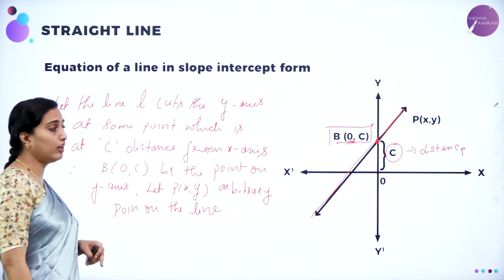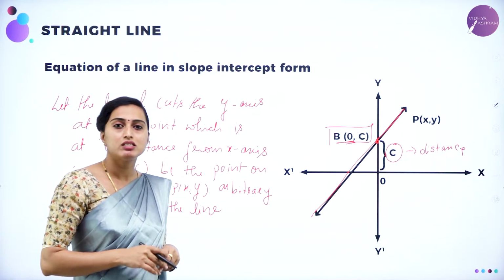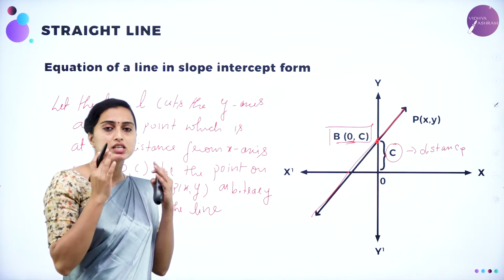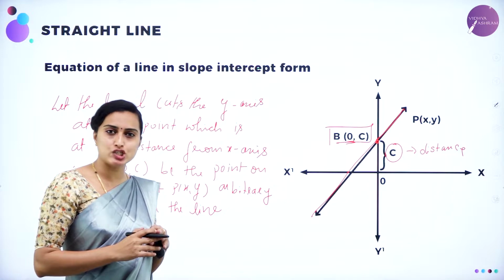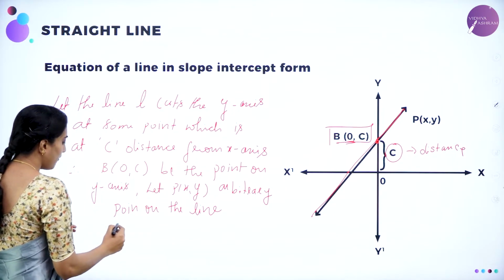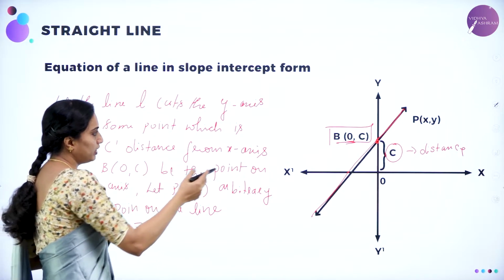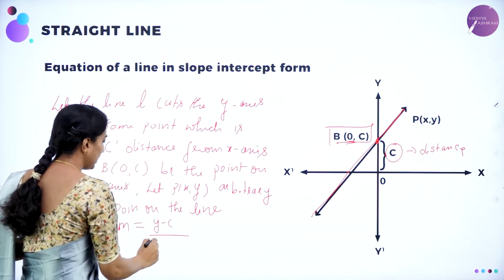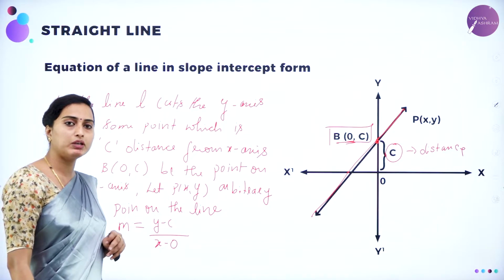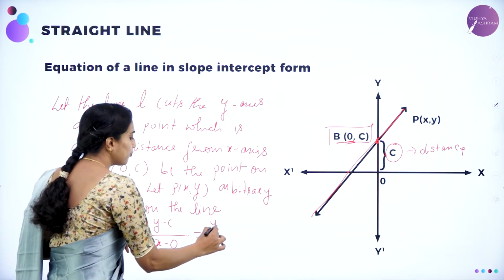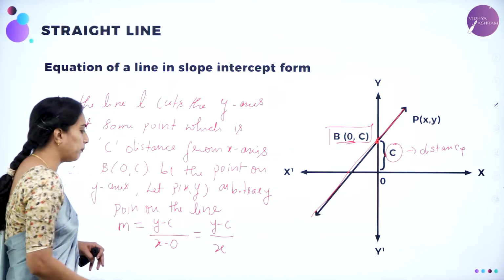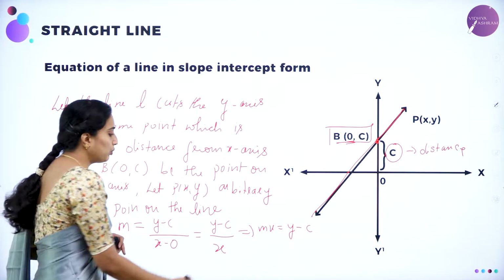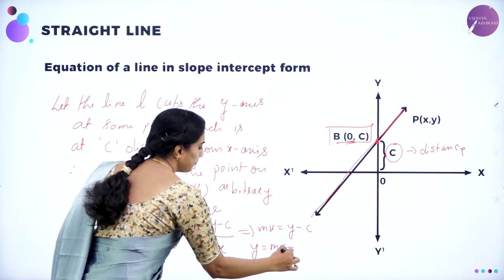On that line, you have a line joining two points. The slope-point form is m into x minus x1, where m is y2 minus y1 divided by x2 minus x1. So here m equals y minus c divided by x minus 0, and x minus 0 is nothing but x only. So m equals y minus c divided by x. Cross multiplying, m into x equals y minus c. Otherwise, you can write y equals mx plus c.